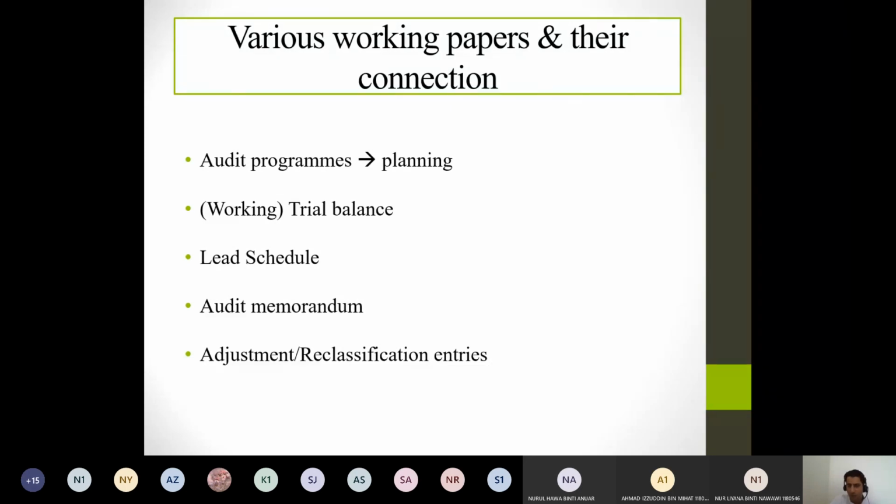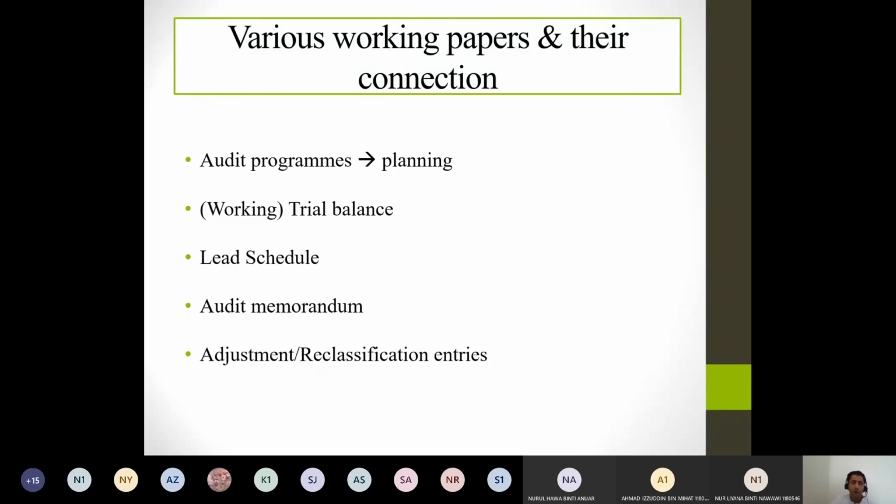So audit programs, as we said, is the planning of the audit procedures. And when we say audit planning, three things come to mind: the time that we should spend, the effort that we should give, and as well the type of evidence, or the type of audit procedure that we should do to achieve a particular audit objective.